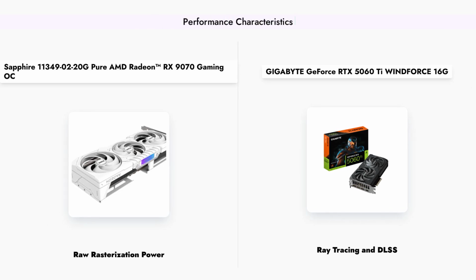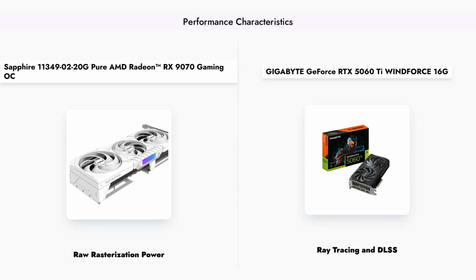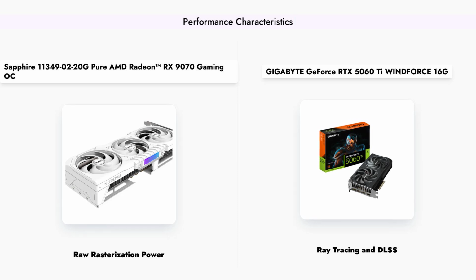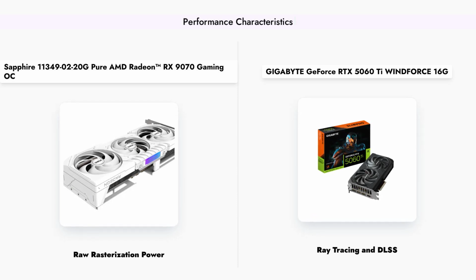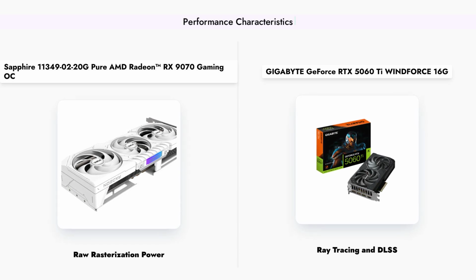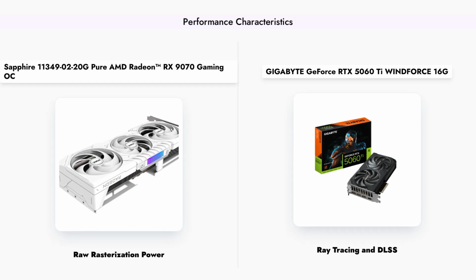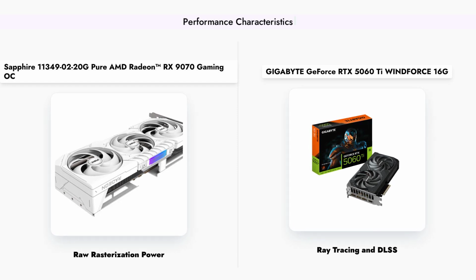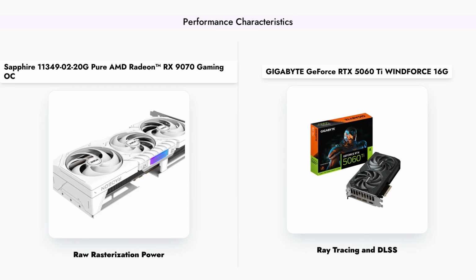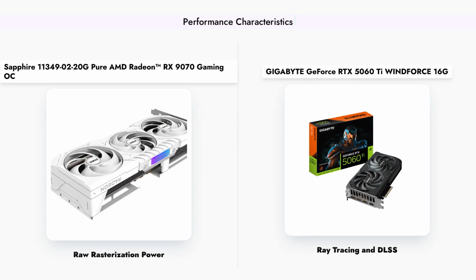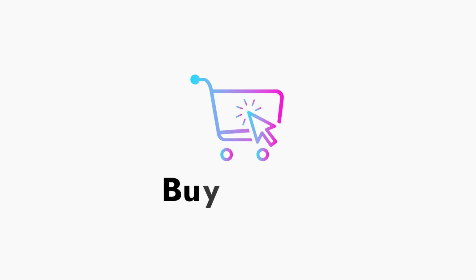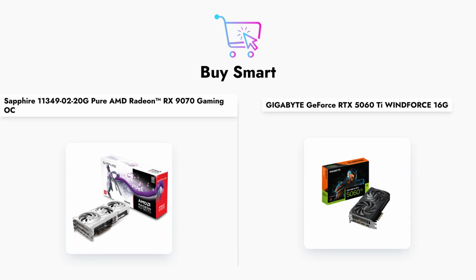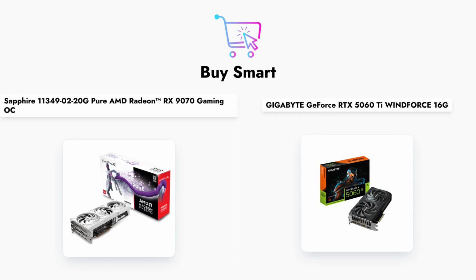The Sapphire RX 9070 is designed for raw rasterization performance, making it an excellent choice for traditional gaming at high resolutions. On the other hand, the GIGABYTE RTX 5060 Ti shines in its ability to handle ray tracing and DLSS, offering enhanced visual fidelity and frame rates in supported titles. This difference in focus means that your choice may depend on whether you prioritize classic performance or the latest graphical features.